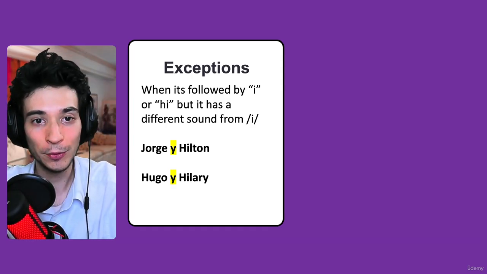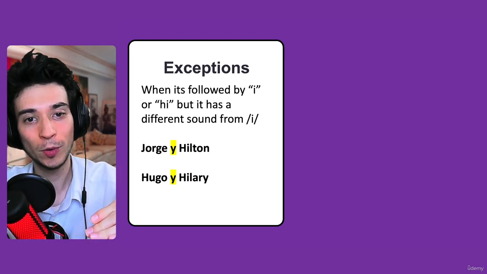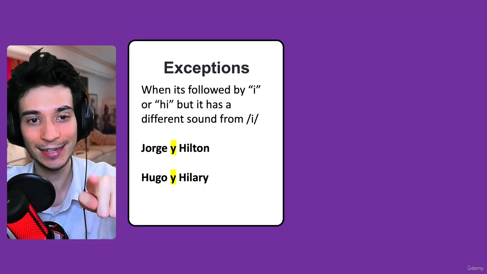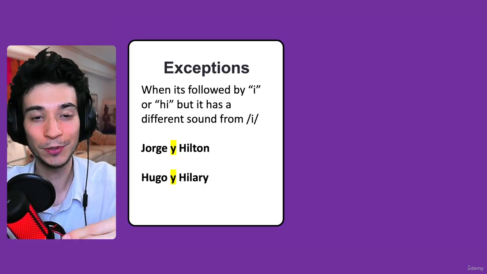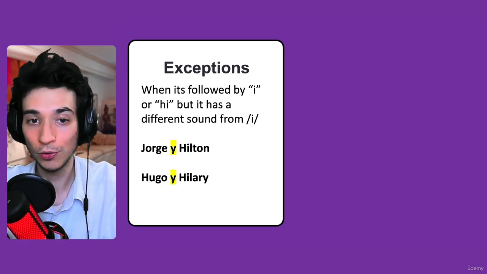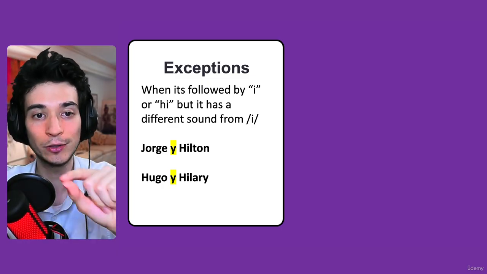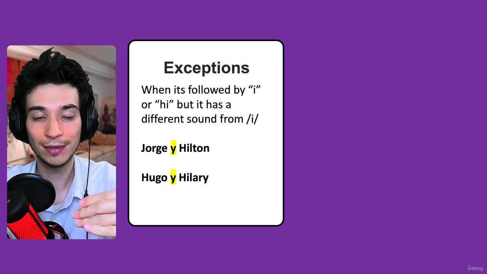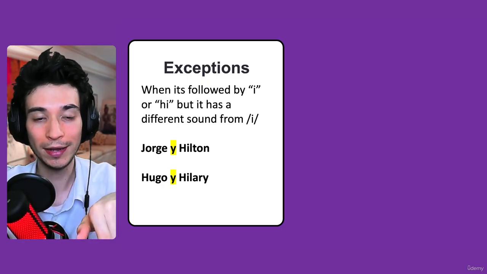And the next one, there's another exception. When it's followed by HI, but it has a different sound from E. So it's not like E. So that I makes a different sound. And this is common also with foreign words. For example, Jorge y Hilton. So the name Hilton sounds like "he". It doesn't sound like E. So therefore it remains as Y.